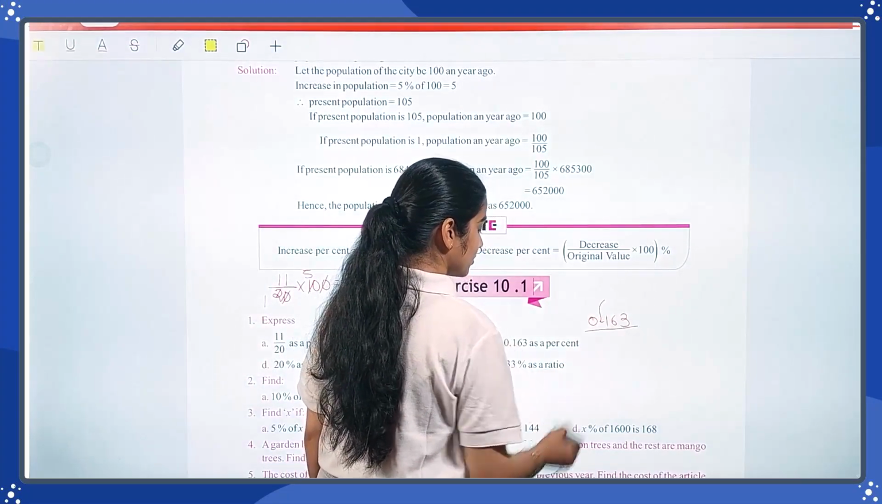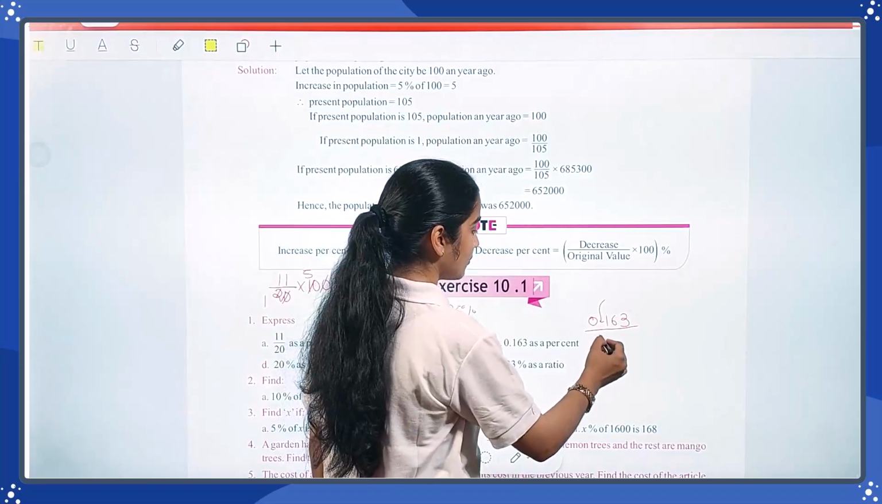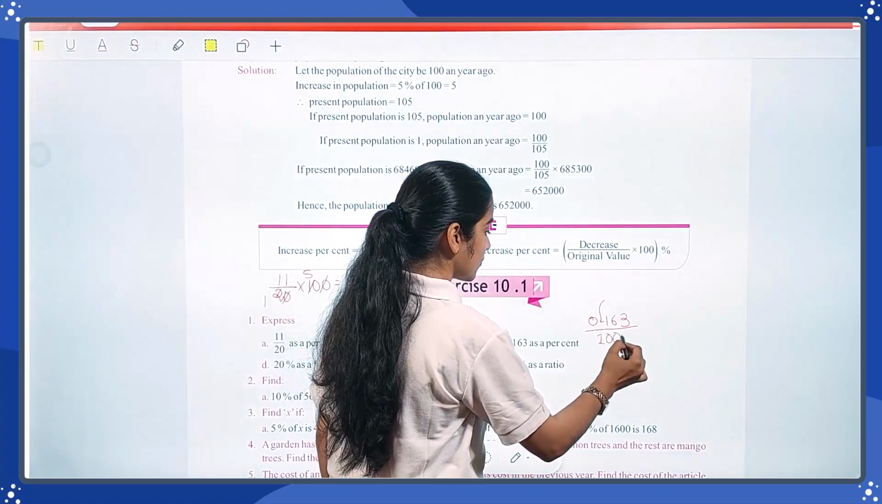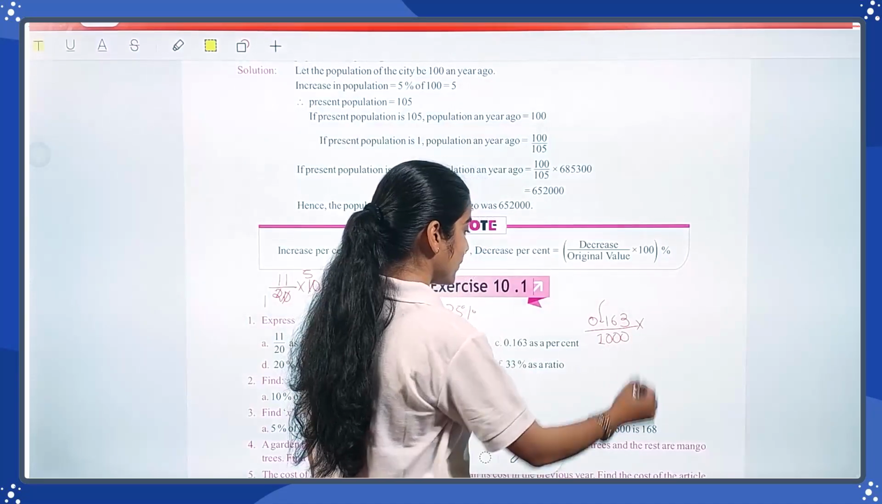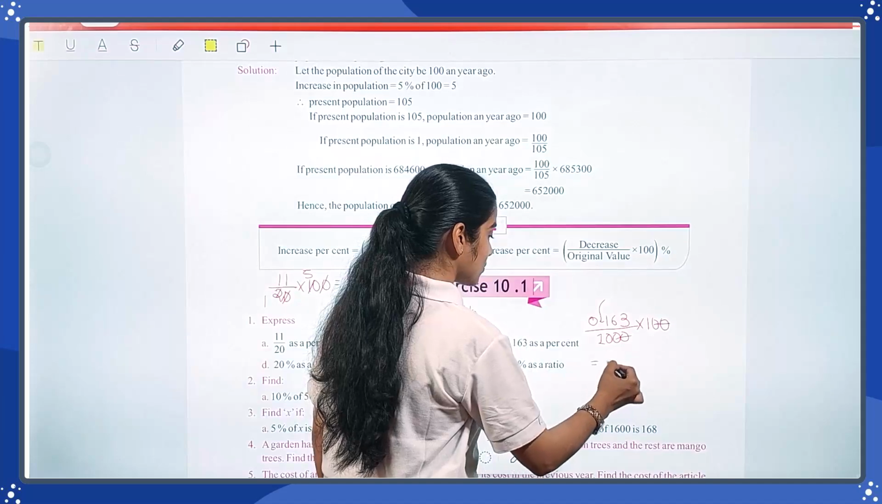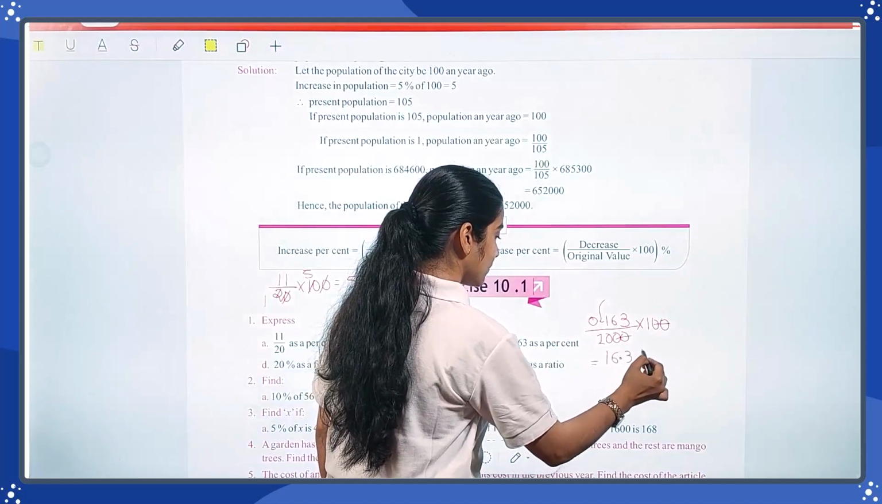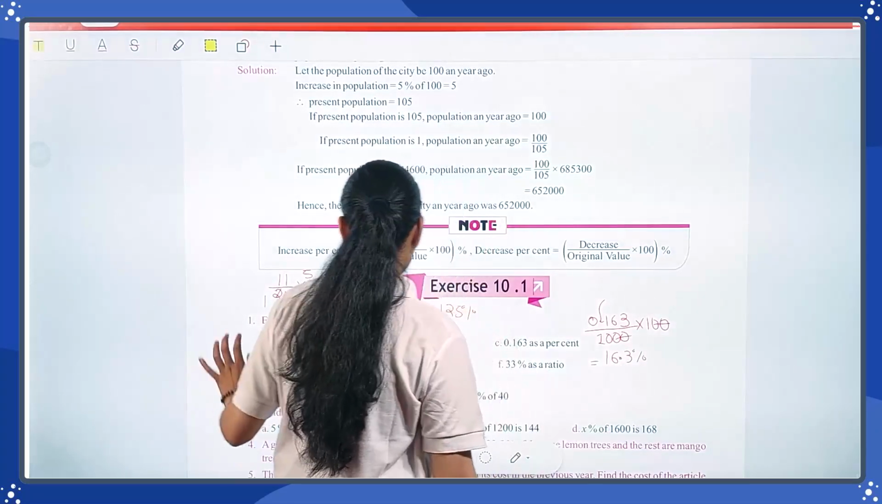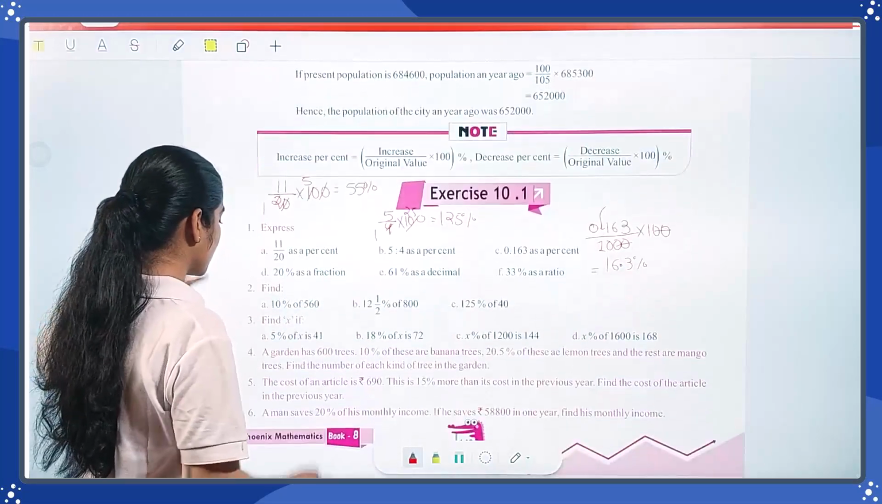0.163 as a percent, which means 0.163. Remove the decimal point. Now we have 3 numbers, so we have to add 3 zeros. Multiply with 100. 2 zeros are cancelled out with 2 zeros, which means 16.3%. Okay, so in the same way you have to solve the rest of the questions.